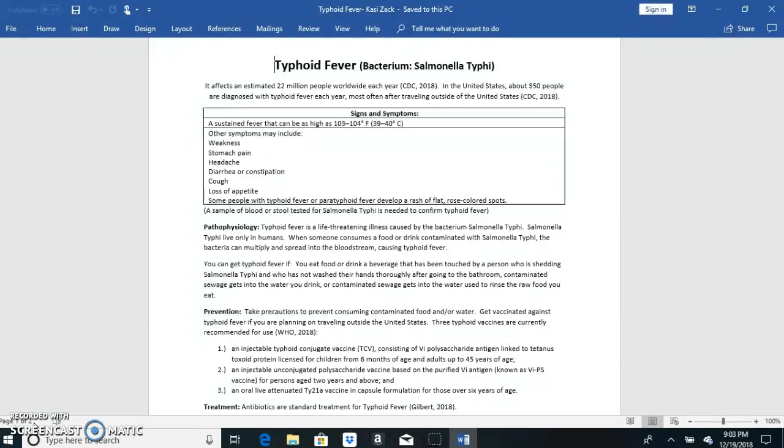And then here are some signs and symptoms of typhoid fever. A sustained fever that can be as high as 103 to 104 degrees Fahrenheit. Some other symptoms may include weakness, stomach pain, headache, diarrhea or constipation, cough, loss of appetite, and some people with typhoid fever or paratyphoid fever develop a rash of flat rose-colored spots. Then a sample of blood or stool tested for Salmonella typhi is needed to confirm the typhoid fever diagnosis.